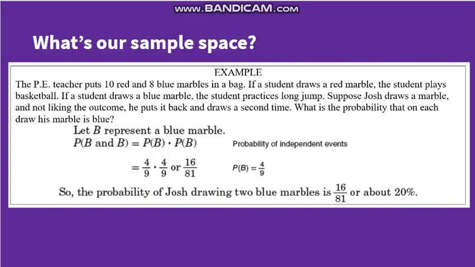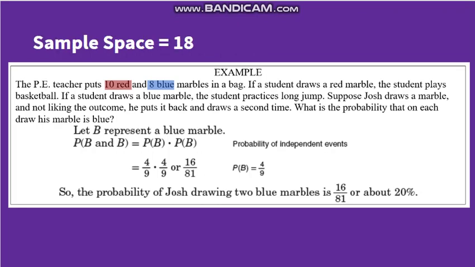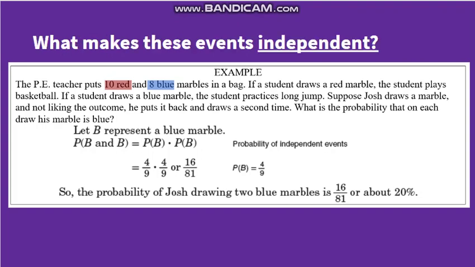So first we need to know our sample space. Well, there's 10 red and 8 blue, so our sample space is 18. There's 18 possible outcomes here. What makes these events independent? The fact that he puts it back. Since he puts the marble back, the sample space doesn't change.